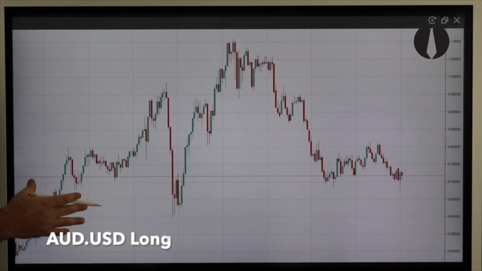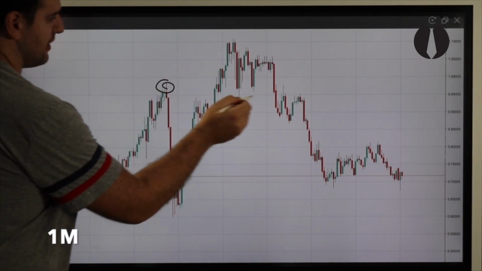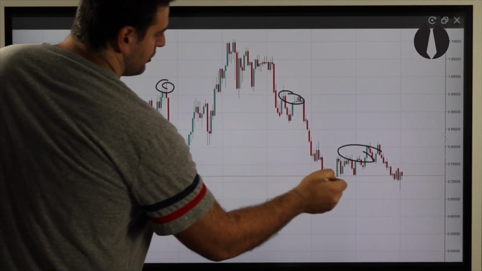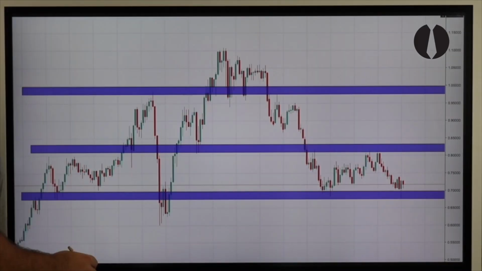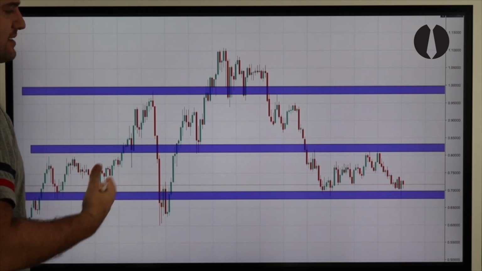All right, Aussie-USD, starting on the monthly, as usual, we're looking for horizontal area sensitivity, okay? So after we identify horizontal sensitivity, what do we do? That's right, we add our monthly zone. All right, we added our monthly zones. Let's talk about flow so we can understand what this time frame is telling us.